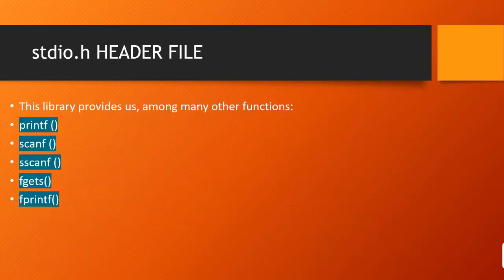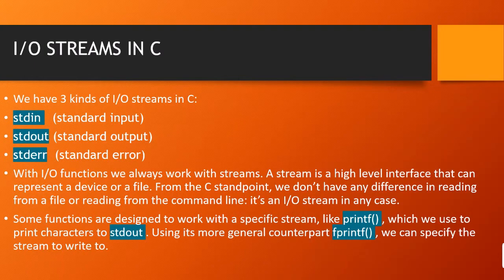The other functions in the stdio.h header file include printf, scanf, sscanf, fgets and fprintf. We have three different kinds of input-output streams in C: stdin, standard input; stdout, standard output; and stderr, standard error. What does a stream mean? A stream is a high-level interface that can represent a device or a file. Some functions are designed to work with a specific stream, like printf, which we use to print characters to standard out. Using its more general counterpart fprintf, we can specify the stream to write to.